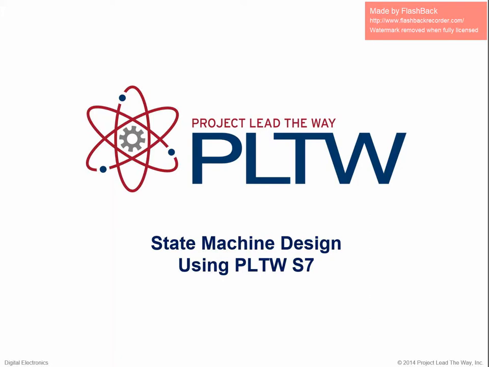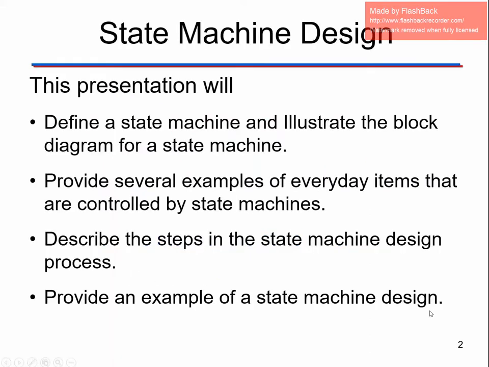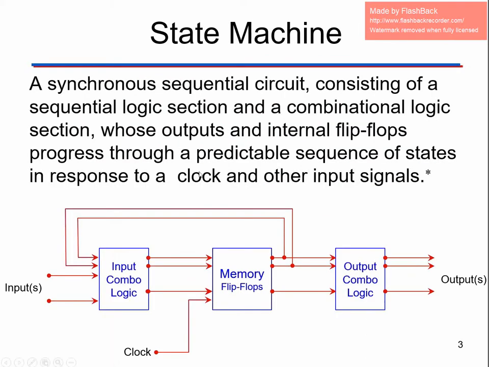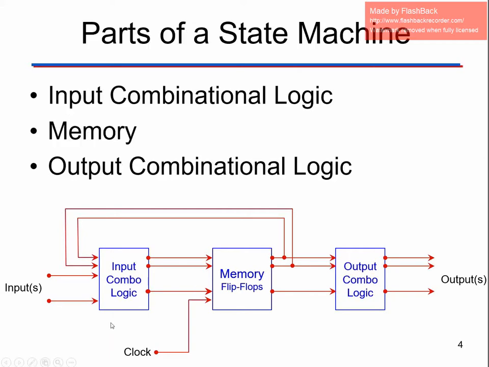4.1.2. State machine design using the S7. So here's what we're going to get into. So let's get into it. A synchronous sequential circuit consisting of sequential logic section and combinational logic sections, outputs, and internal flip-flops progress through a predictable sequence of states. So input, flip-flops, outputs with a clock. So input, combinational logic, memory, and output. These are the three parts of a state machine.